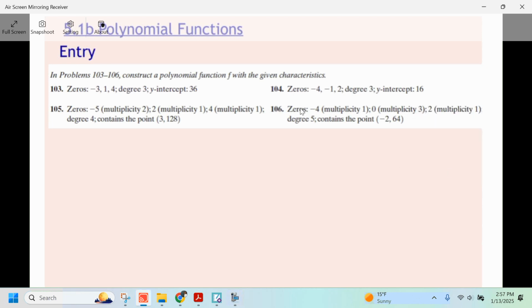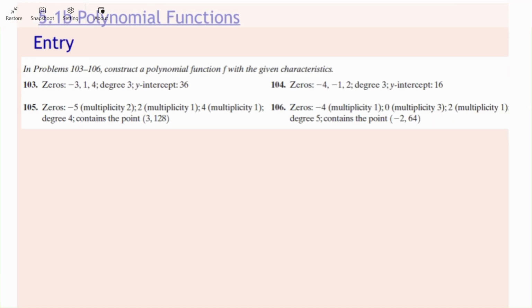Hello, class. Today we're going to start our discussion of polynomial functions by doing an entry problem. This is from your textbook, but for your convenience, I have put the problems here on the smartboard. I'm going to do the first one with you. It asks for you to construct a polynomial function with the given characteristics. So I'm going to do 104 with you.